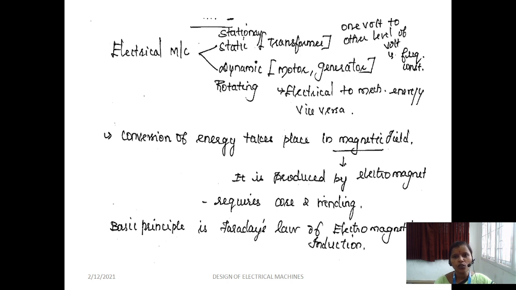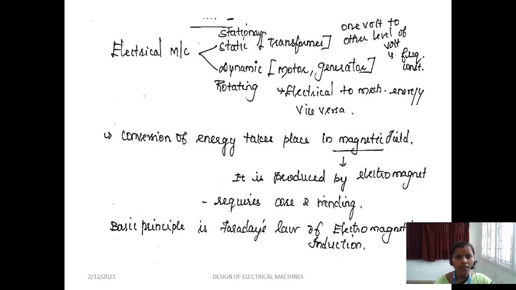The transformer, in one line: its operation is to convert one voltage to another level of voltage while maintaining the frequency as a constant value. Meanwhile, in the motor and generator, electrical energy conversion happens: in a motor, electrical energy is converted into mechanical energy, and in a generator, mechanical energy is converted into electrical output.